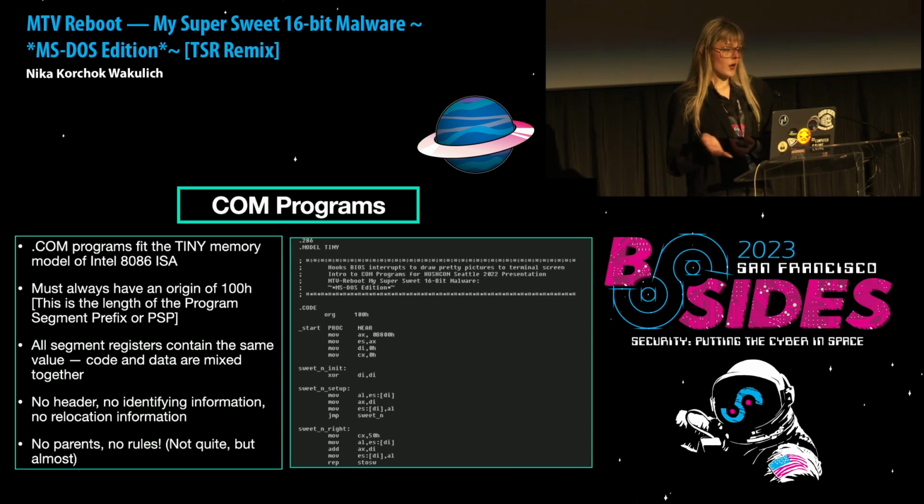COM programs fit the tiny memory model of the Intel 8086 ISA. They always have an origin of 100 hex, so it's 256 bytes, which is the length of the program segment prefix, or PSP, a data structure at the beginning of every COM program. I'm not going to get into that data structure here, but just know that it exists.